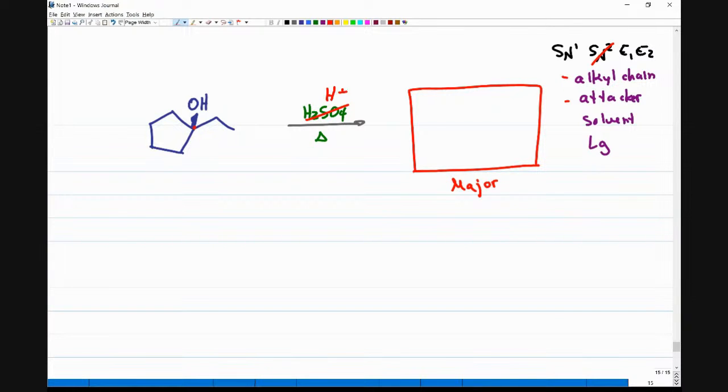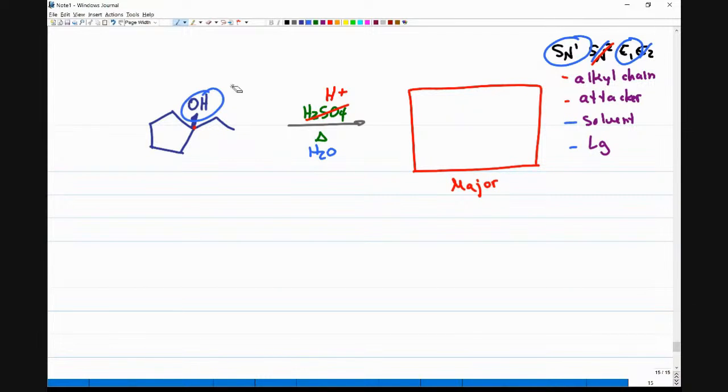H2SO4 is an acid catalyst. It is not an attacker, but don't forget, if it's not given, water is implied. That means we have H2O. H2O is weak. That means it cannot do a direct attack. It cannot do an SN2 or an E2, so we rule those two out. Then the solvent is polar protic, which will help stabilize carbocation intermediates for SN1 and E1. We're good. We do not have a good leaving group, though.